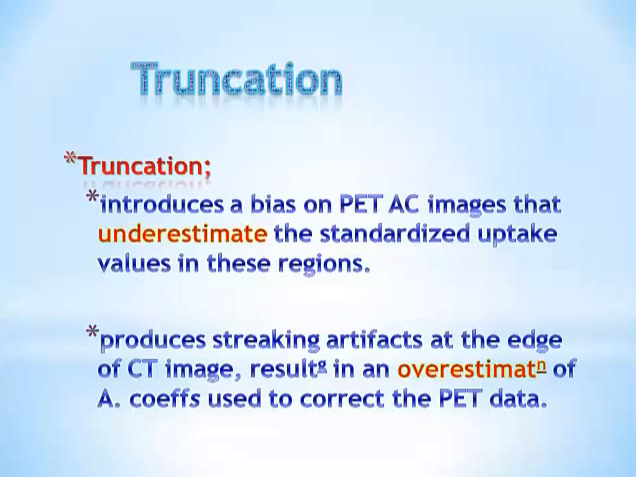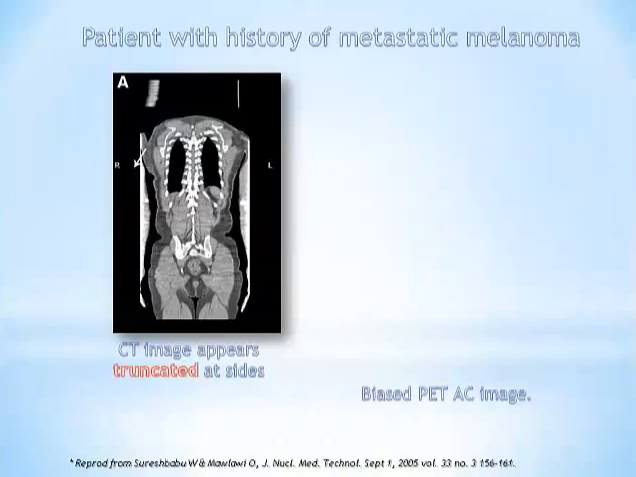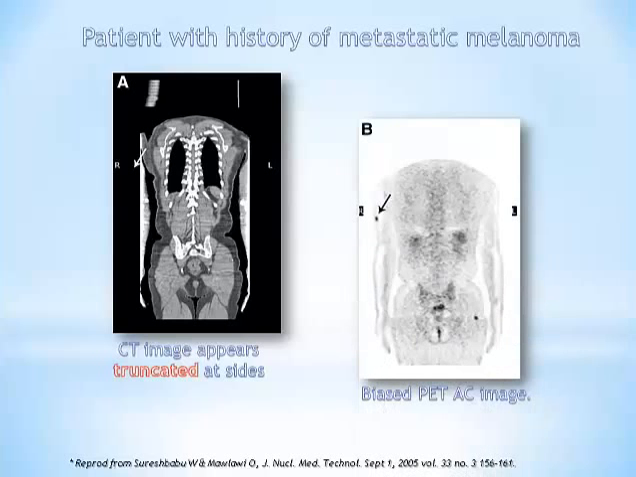So truncation artifact introduces a bias on the PET attenuation correction images that underestimates the standardized uptake values in these regions. And as I said, they produce striking artifacts at the edge of the CT image, resulting in an overestimation of the attenuation correction used to correct the PET data. As a result, it will lead to a false positive image. As you can see here in the CT image, it appears truncated at the sides. And this is what we call a biased PET attenuation image, where, because of the overestimation of the tracer uptake, it shows as a focal nodule.